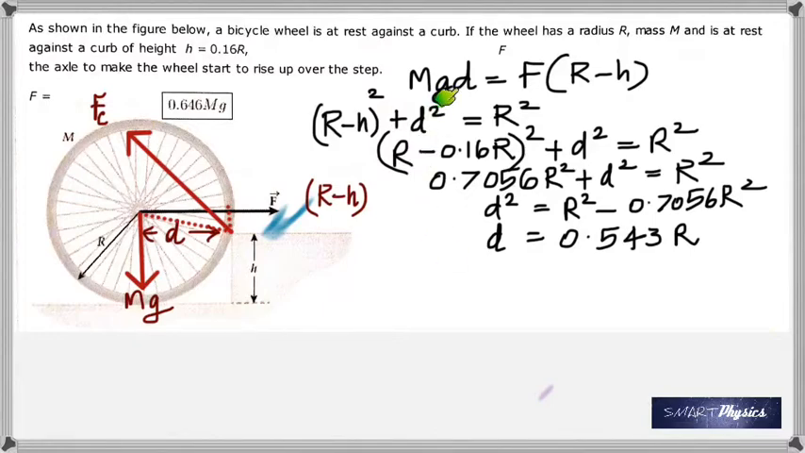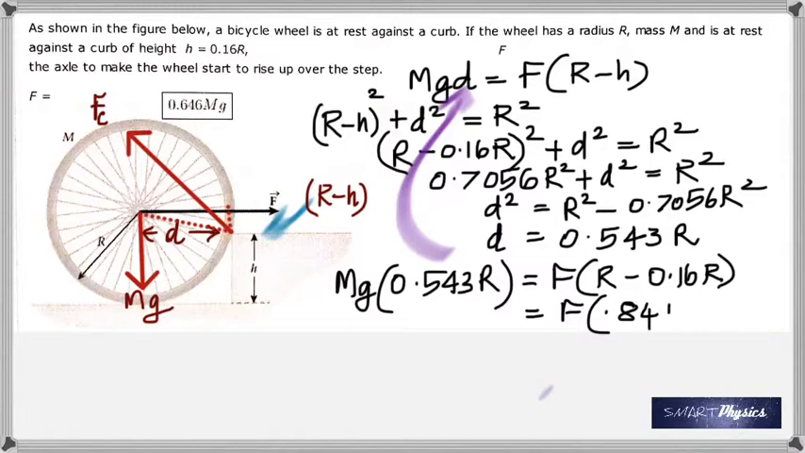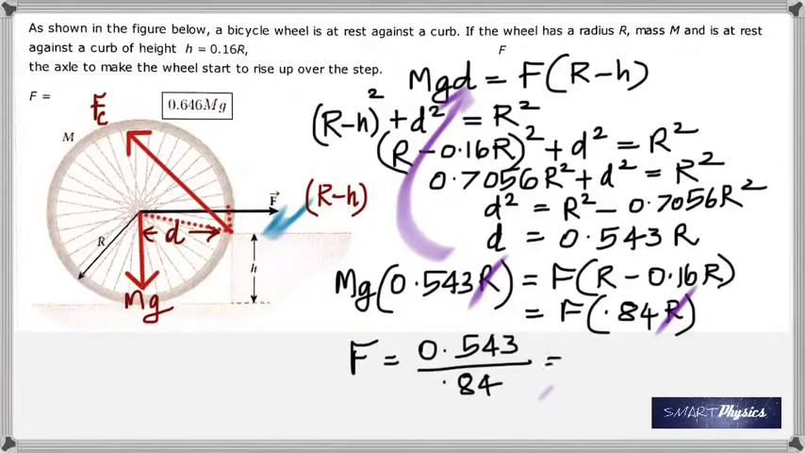Now take that and substitute it back into this equation to get mg times 0.543 r is equal to F times r minus 0.16 r, because h is 0.16 r. So that's 0.84 r on the right side, and the r's can get cancelled. And then when you rearrange, you get 0.543 divided by 0.84, which gives 0.646 times mg. So that is the answer.